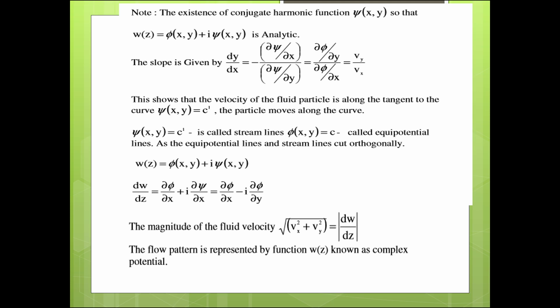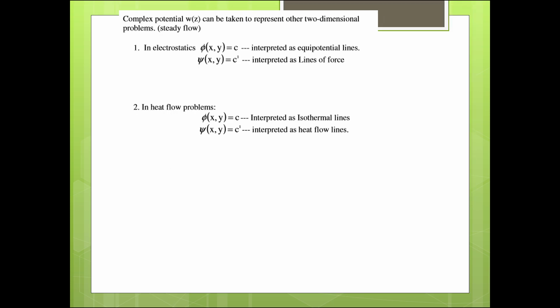The flow pattern is represented by the function W(z), known as the complex potential. The complex potential W(z) can be taken to represent other two-dimensional problems, that is, steady flow. In electrostatics, φ(x, y) = c is interpreted as equipotential lines, ψ(x, y) = c1 interpreted as lines of force. In heat flow, φ(x, y) = c is interpreted as isothermal lines, ψ(x, y) = c1 interpreted as heat flow lines.